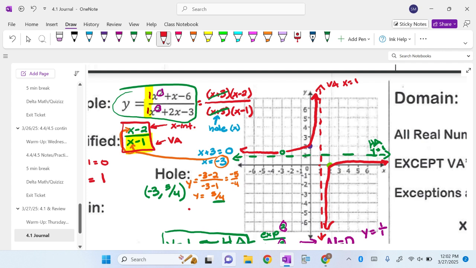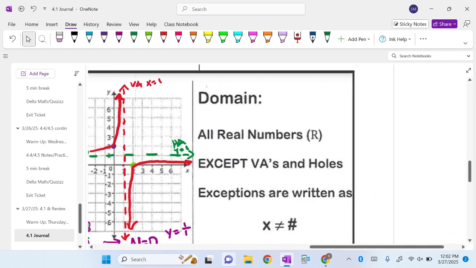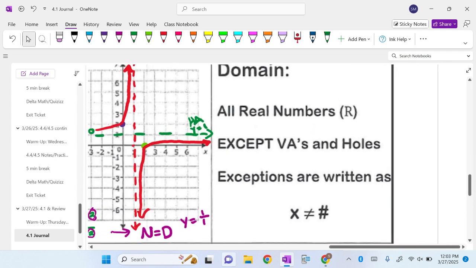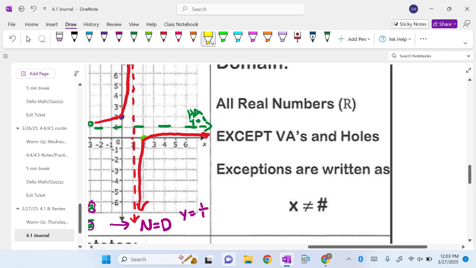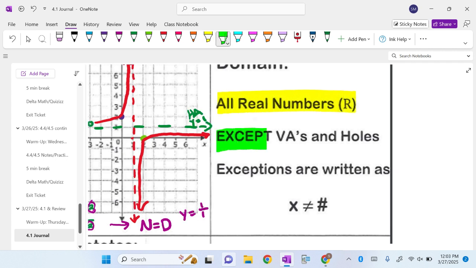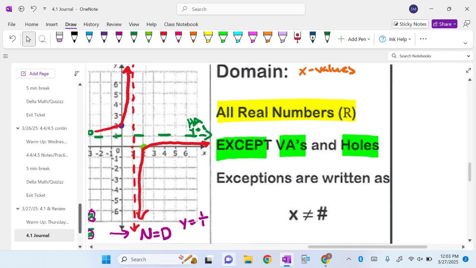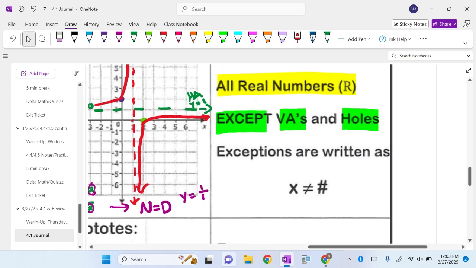Now, from there, we can find things like our domain and range and end behavior. So your domain for your function is all real numbers except where the x values for your VAs and your holes. So remember, your domain is x values. So obviously, wherever your graph doesn't cross is where your domain is.